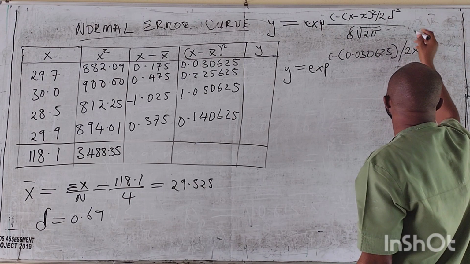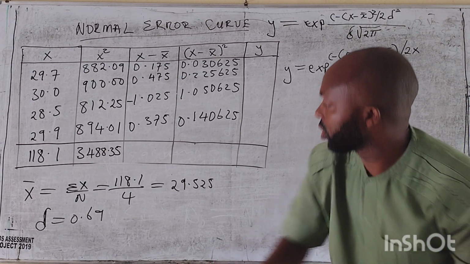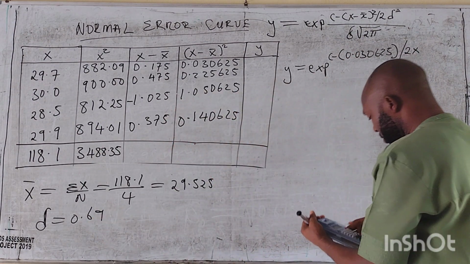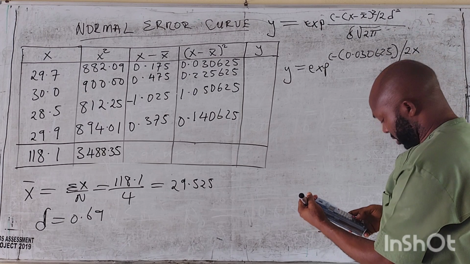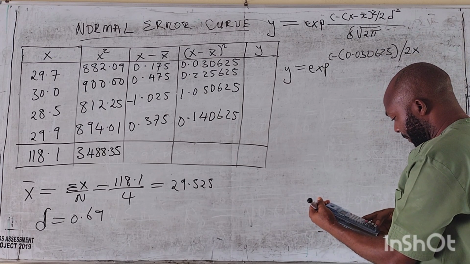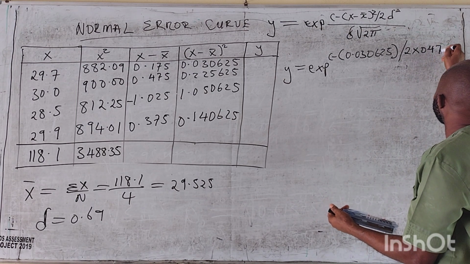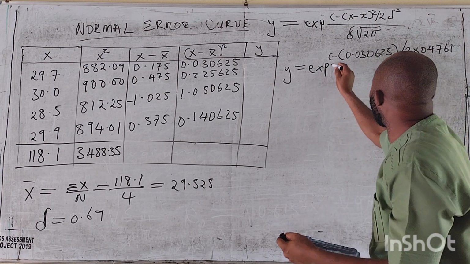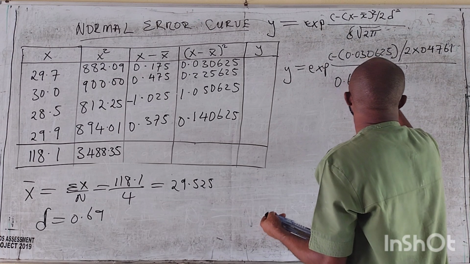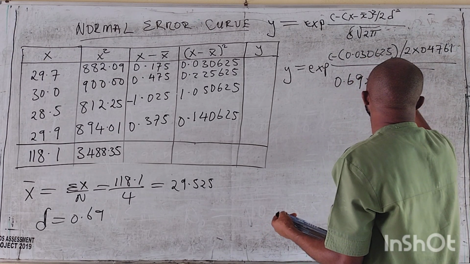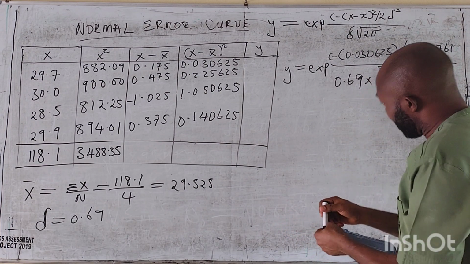Divide by 2 times my standard deviation squared. Remember, 0.69 is our standard deviation. So the d squared is 0.69 squared, which is 0.4761. All over d, which is 0.69, times the root of 2 times 3.142.